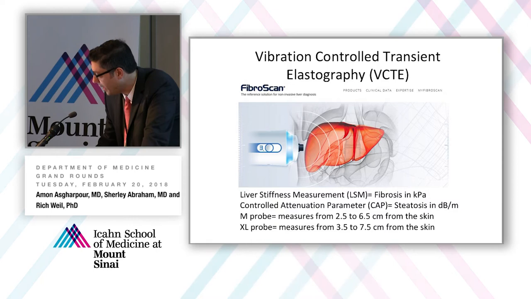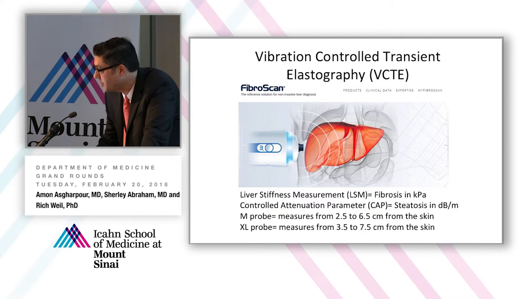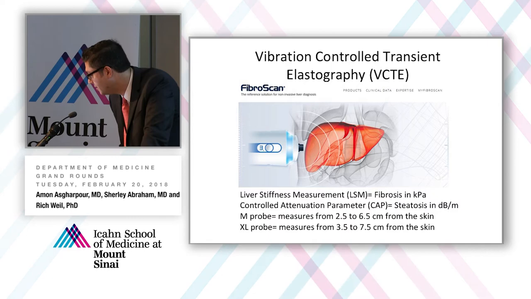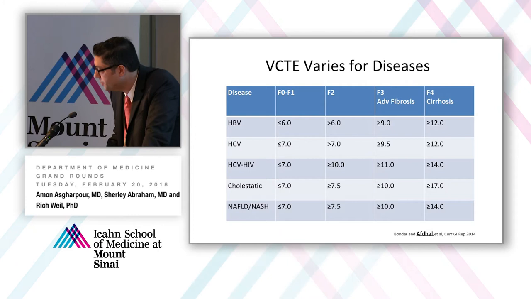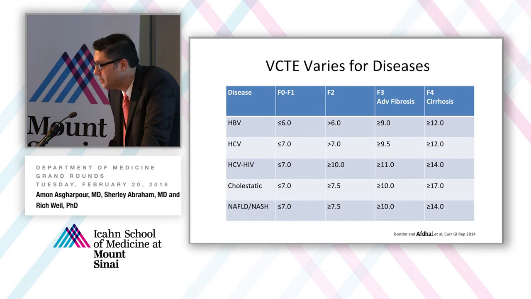And we have an M probe and then an XL probe for patients who are a little thicker to make sure that you're actually capturing the liver. The Europeans joke around and call that the American probe. And I want to bring up the point that when you use a FibroScan, you have to consider the etiology of the disease state that you're looking at, because the cutoffs are much different. And so, you know, for us, we're using the NAFLD and NASH cutoffs.